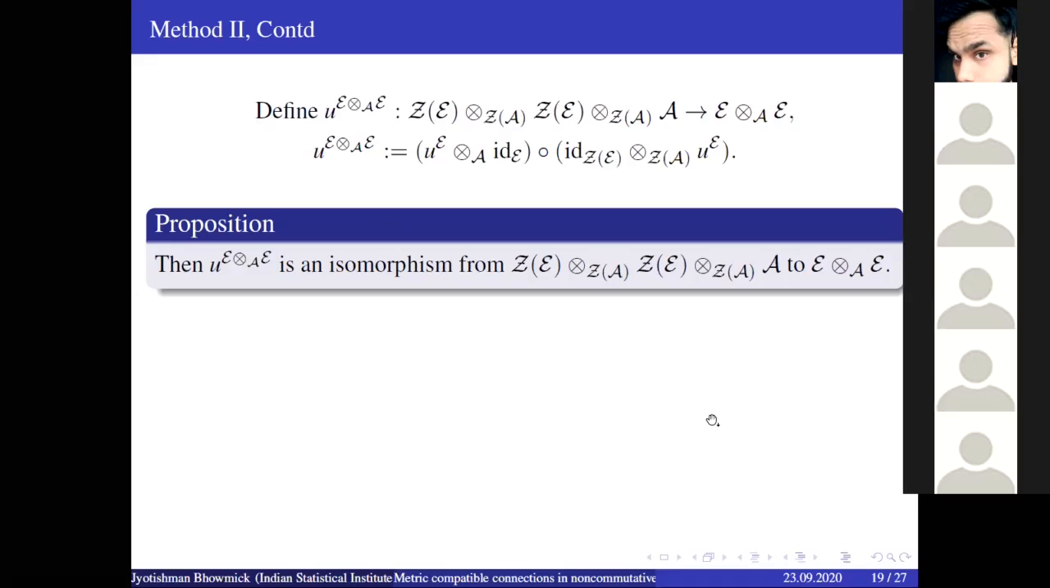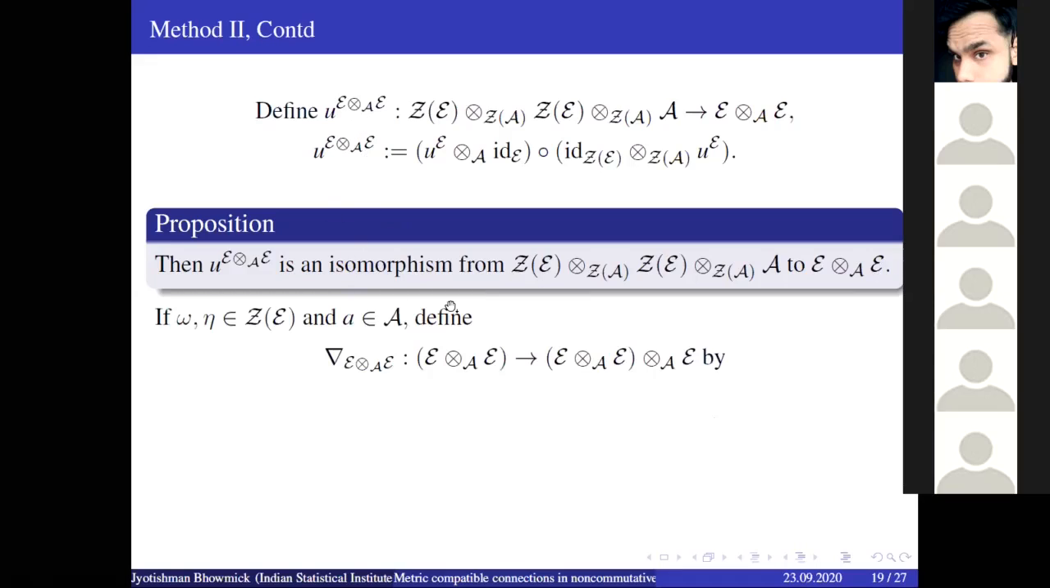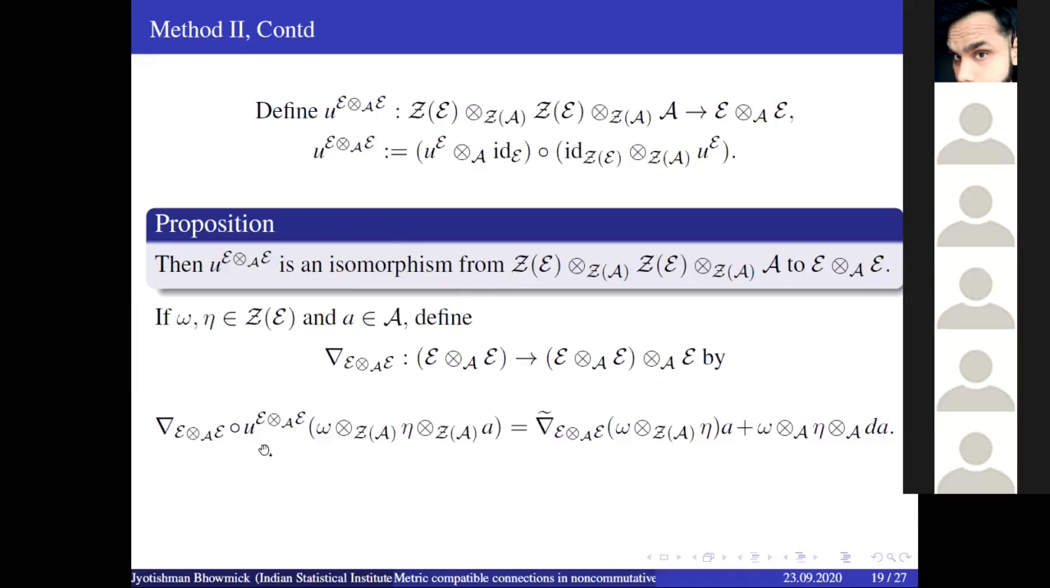So I want to extend a map here from here to here. So I will use this isomorphism. So I will just define: you take any element here. So it's a linear combination of elements like this, right? So it makes sense to define nabla E tensor E on elements like this, because any element here is a linear combination of this guy.